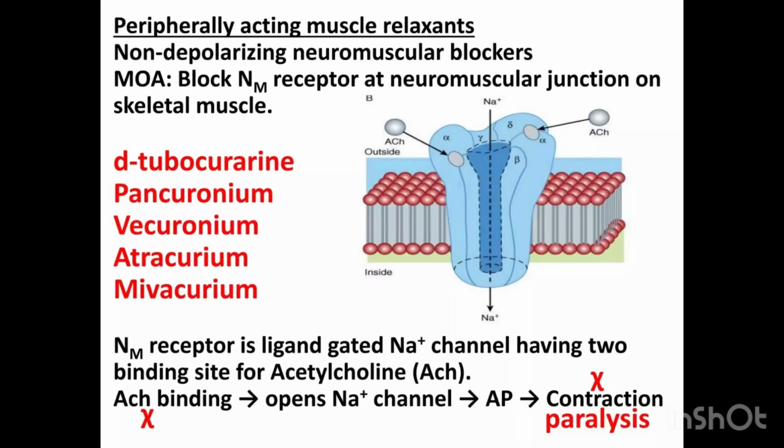But it can be reversed by what? Cholinesterase inhibitors, which are indirect cholinergic agonists. So it can be reversed by them. When you give the patient edrophonium or neostigmine, it could reverse it.